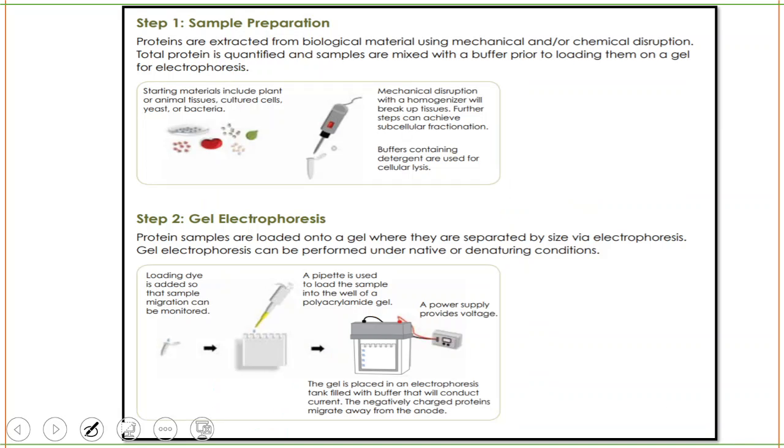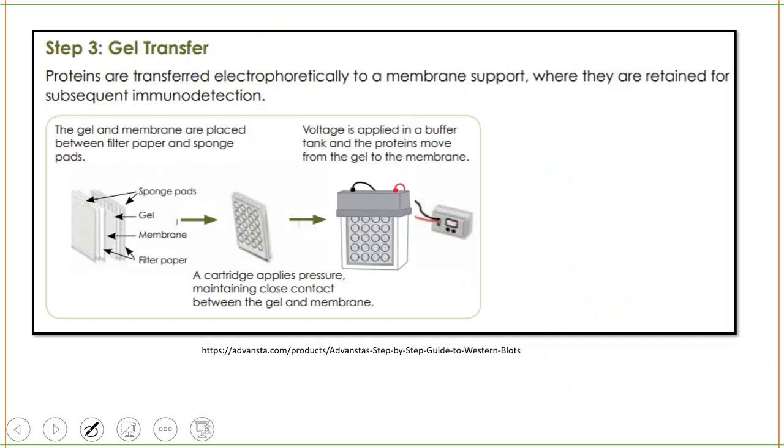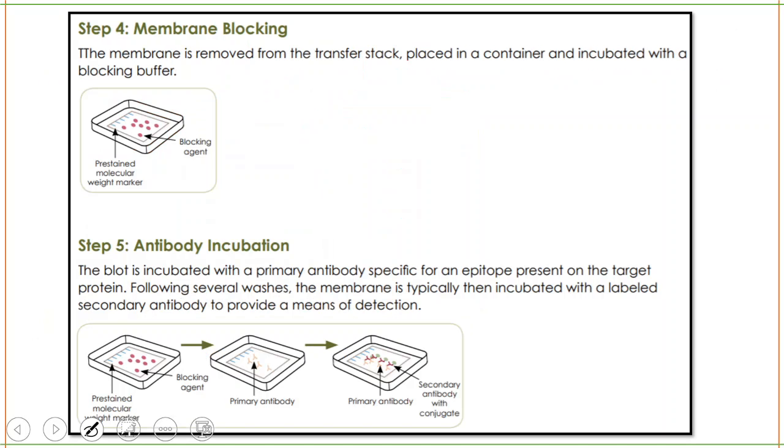So the steps we'll go through once again, like a revision. First will be sample preparation. You will have your protein sample. Next, you're going to conduct the PAGE, polyacrylamide gel electrophoresis, SDS-PAGE. Next, you're going to transfer the proteins from the gel to the membrane electrophoretically, which means you'll apply the current. So next is transfer, and after that the step is membrane blocking.